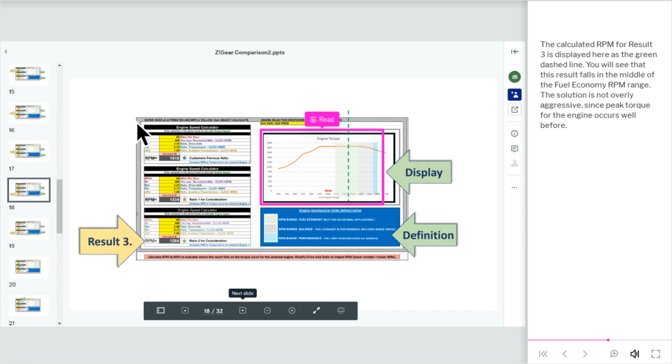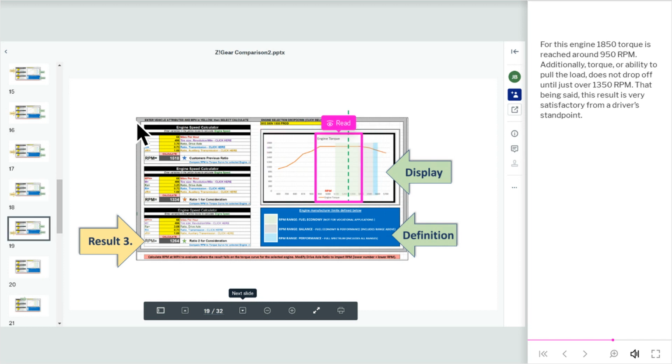The calculated RPM for Result 3 is displayed here as the green dashed line. You will see that this result falls in the middle of the fuel economy RPM range. The solution is not overly aggressive, since peak torque for the engine occurs well before. For this engine 1850 torque is reached around 950 RPM. Additionally, torque, or ability to pull the load, does not drop off until just over 1350 RPM. That being said, this result is very satisfactory from a driver's standpoint.